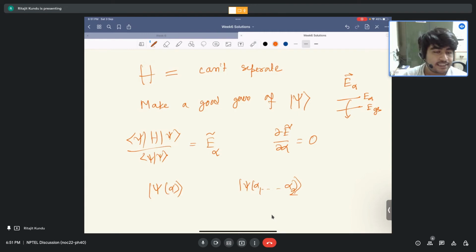Now, is the philosophy of this variational calculus clear? I mean, when you want to do the variational principle or when you want to do perturbation, there is a clear distinction, right? So is this clear? Any doubt?